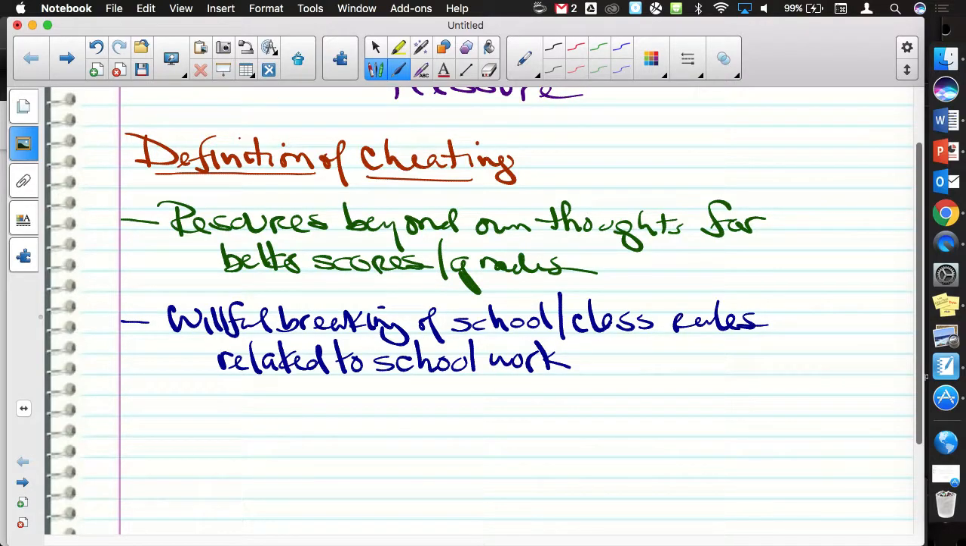I'm thinking if we went around the room and everyone gave a definition, they're probably going to all kind of sound the same or be very similar. Anybody have anything that you would add or take away, or something that would be fairly different from what these two are? Okay.